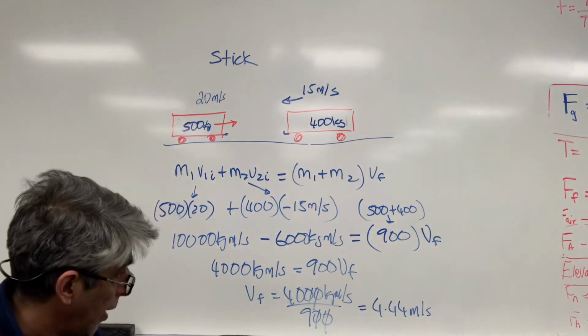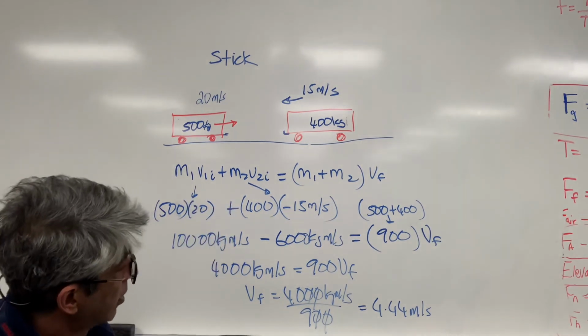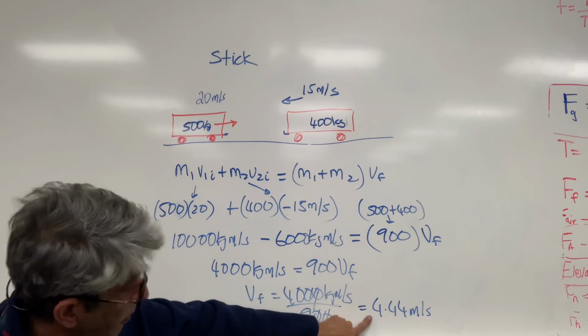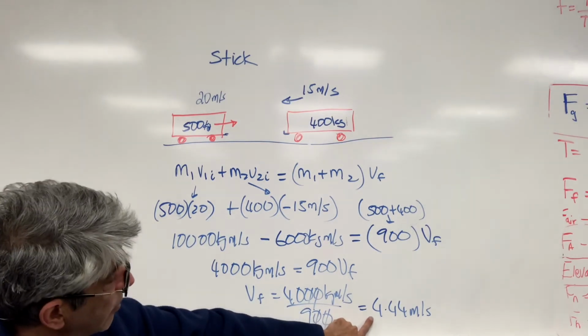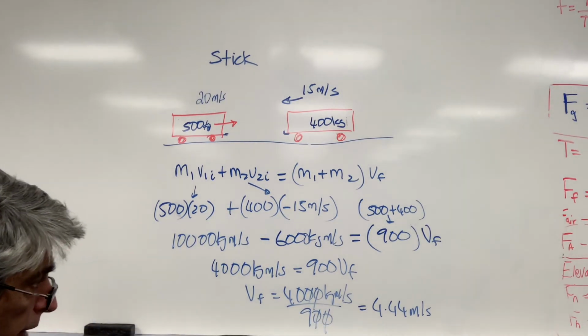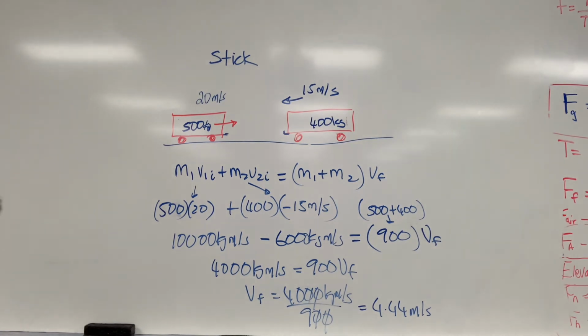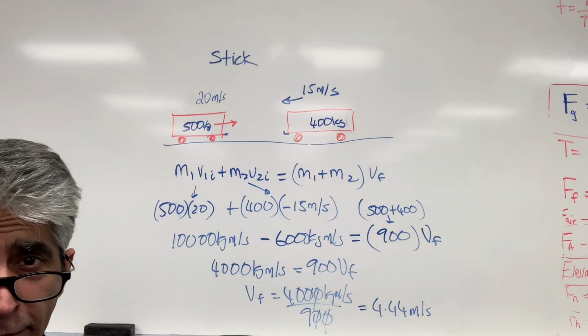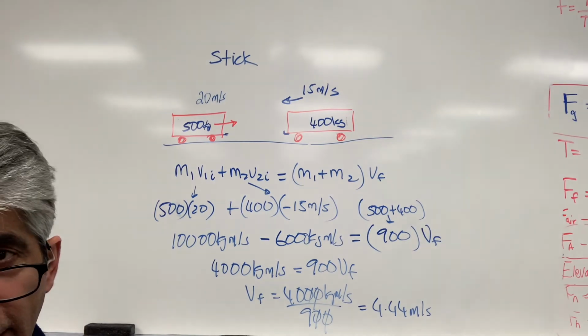How do I know it's to the right? Well, one, I can tell by intuition. Two, my math confirms that I came up with a positive number. Had this number been negative, then we know that the velocity would be to the left. Okay? Hope that helps you work through the questions on stick collisions.